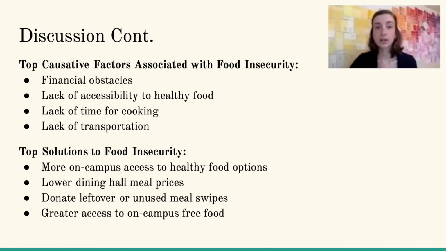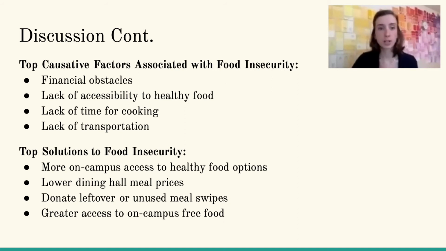Our results also allowed us to make conclusions about our third research question, which focused around the causative factors associated with food insecurity for this population. The top 4 causative factors associated with food insecurity were financial obstacles, lack of accessibility to healthy food, lack of time for cooking, and a lack of transportation. These factors are important to consider as they provide potential areas to target the issue of food insecurity on this particular campus that would be the most successful for this specific population.